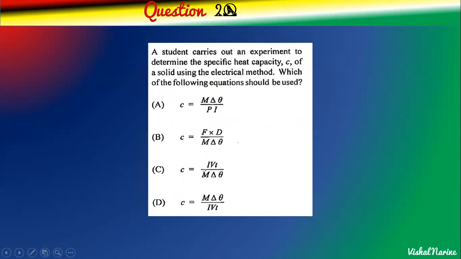Question 20. Again, question 20 is a repeat from what we worked the last day.